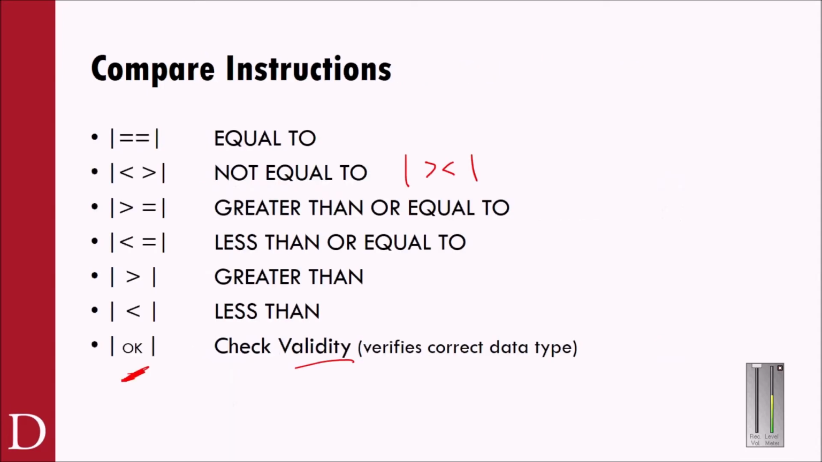So that's where you can see I could check validity, right? I could check validity by seeing if a number is truly what I think it is. You know, is it an integer? Is it not an integer? So on and so forth.